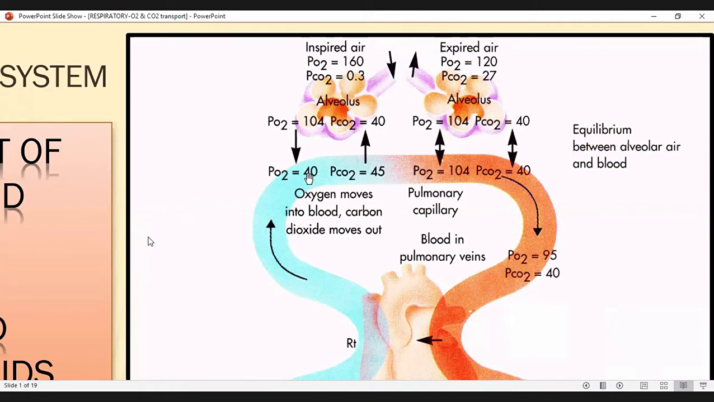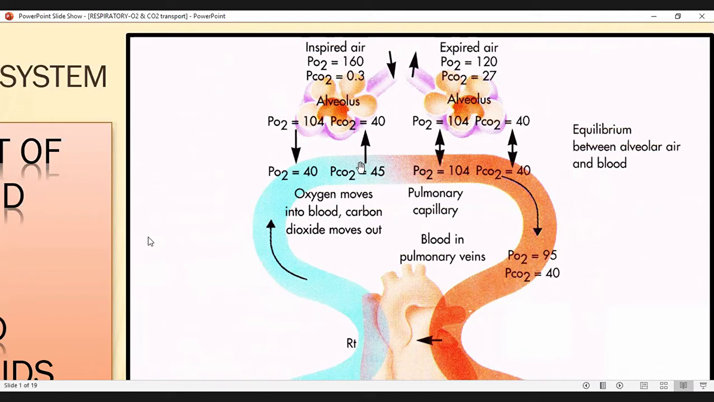So no more, the oxygen has already dropped. And your PCO2 is high. Why? Because product of metabolism is carbon dioxide, okay? And so it is carried towards the lungs. So 45 millimeters of mercury when it arrives in the alveolar area.